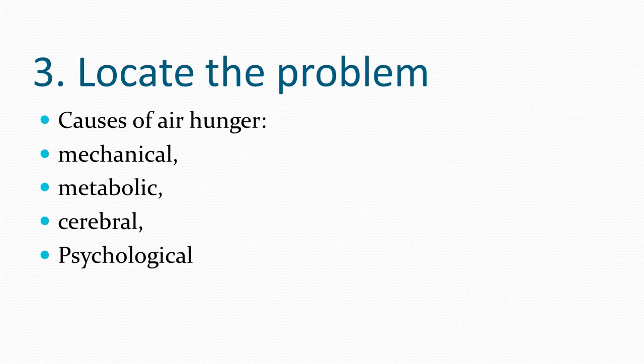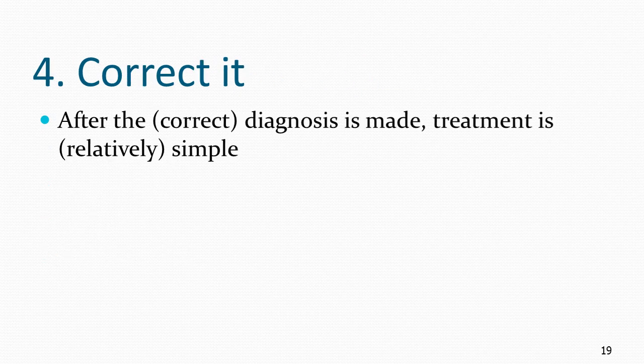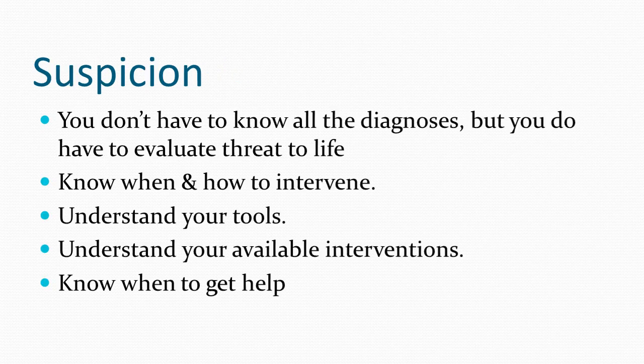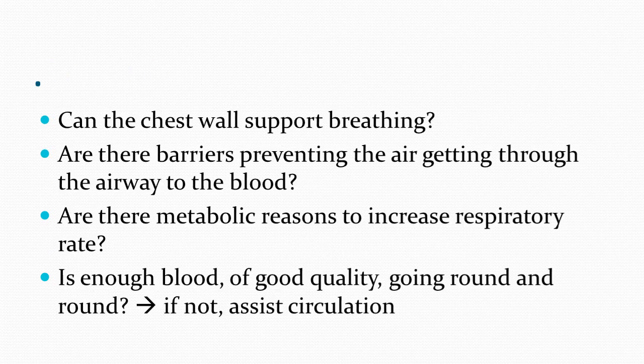Locate the problem: causes of air hunger are mechanical, metabolic, cerebral, or psychological. One has to correct it. After the correct diagnosis is made, the treatment is relatively simple. One has to see all the diagnoses and evaluate the threat to life, and when and how to intervene, understand the tools and available interventions, and know when to escalate the problem and get help from seniors or people who have more experience in respiratory therapy.